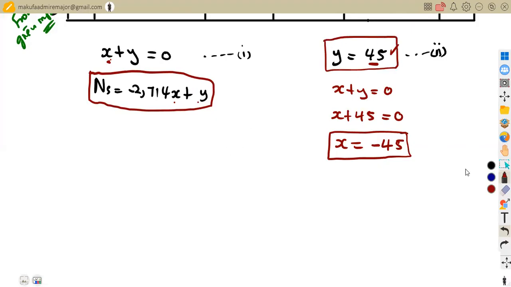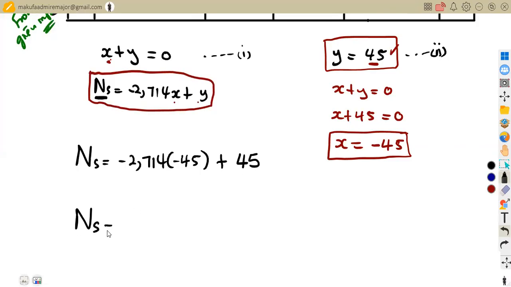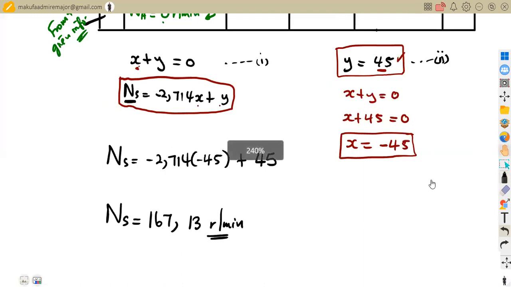So therefore, what is the speed? Because we have the equation for the speed. So our NS is going to be negative 2,714 times X, whereby our X is negative 45, plus Y, in this case, Y being 45. So this is going to give us the speed of the sun gear in this case. If you were to simplify properly, we're going to obtain something like 167.13, which is the speed in revs per minute. So that is how you play around this table.